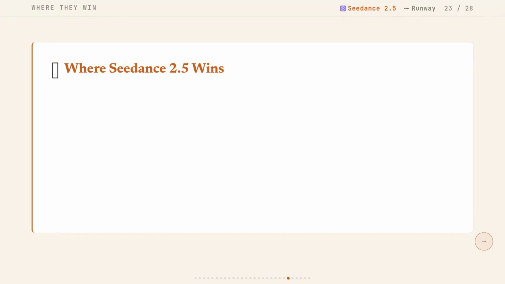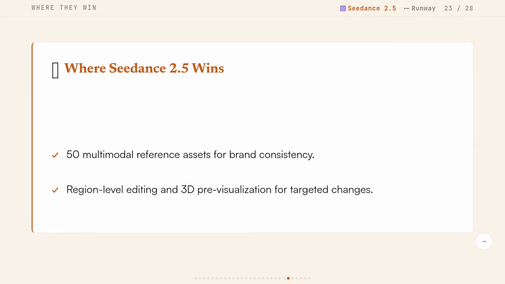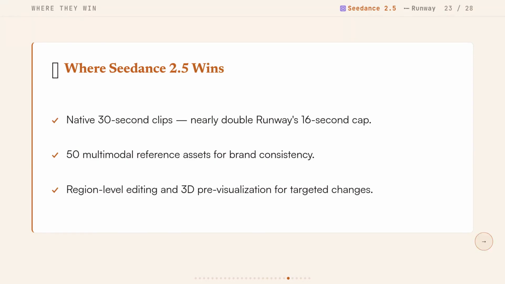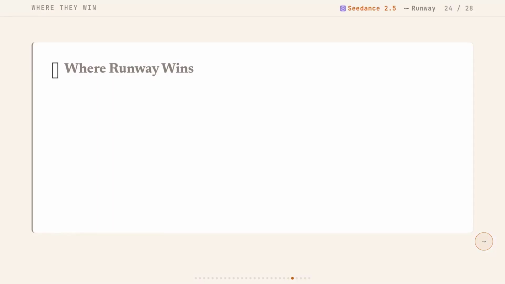You get 30-second native clips, nearly double Runway's cap, plus 50 multimodal reference assets for brand consistency across a whole campaign. Add region-level editing and 3D pre-visualization for targeted scene changes, and native audio-video joint generation, so your sound and visuals are synced from the start. And that's a spec sheet Runway can't match right now. Runway wins on everything you can actually verify today.